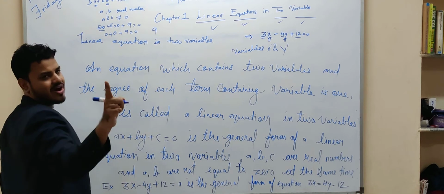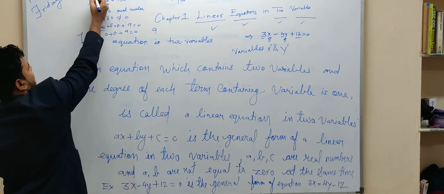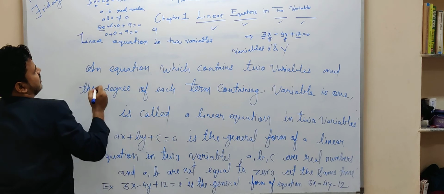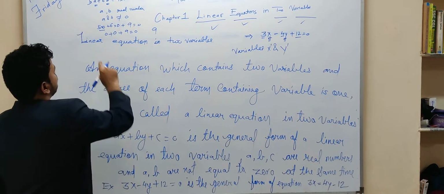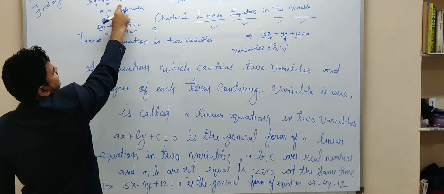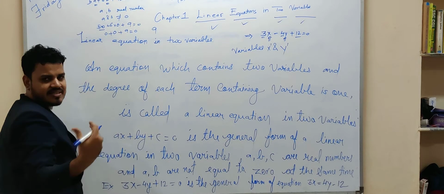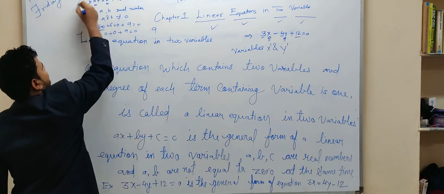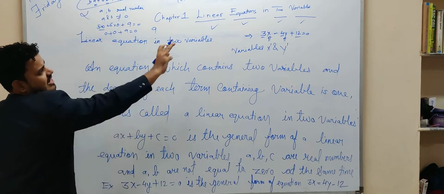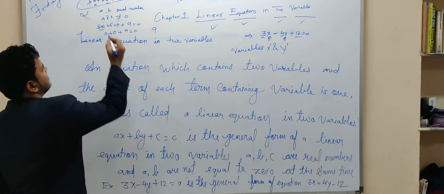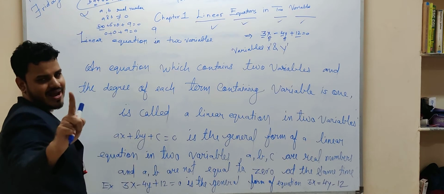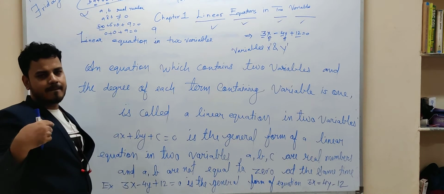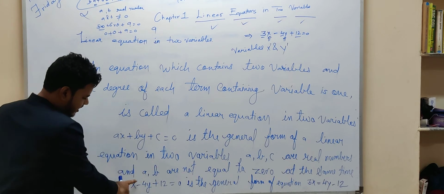Also, the power should be 1. Suppose I take power 2 here and write 2 here also. So 5a square plus 6b square plus 9 equal to 0. Still, it will not be called a linear equation in two variables. Why? Because now the power has changed to 2. It should be 1. While writing it is not written.